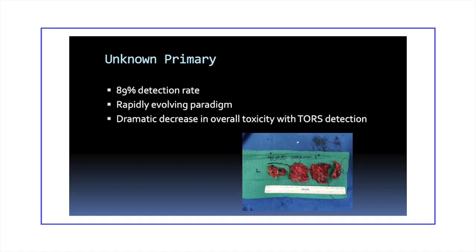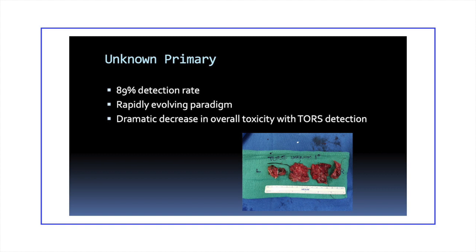Where the robotic technology is also highlighted is in the setting of the unknown primary, where we find squamous cell carcinoma in the neck, metastatic to a lymph node, but we don't know where the primary started. Prior to robotic technology, many of these patients would undergo chemotherapy and radiation in a wide field in their throat, knowing that it came from somewhere in the upper aerodigestive tract.